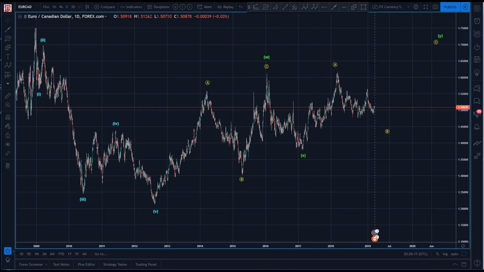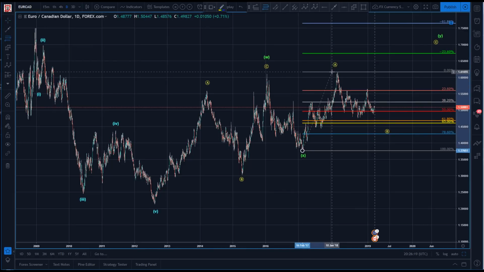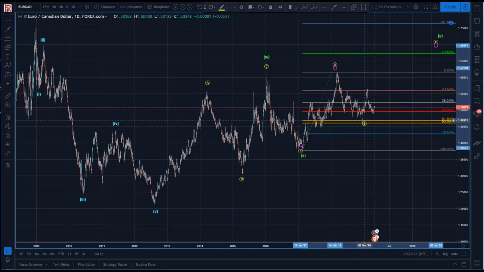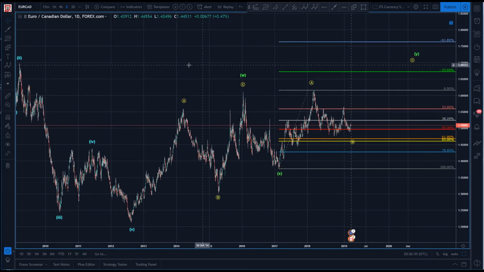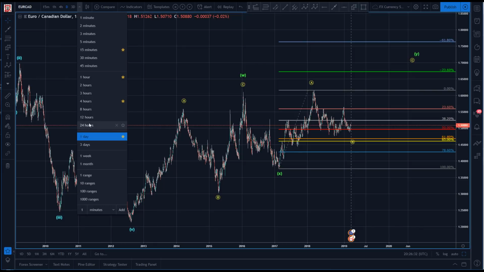So working from this pivot up here, all right, so 50 wicking through. Is this the B, or are they going to come down one more time? Hard to say. So again, as I will remind you, there's always an algo on the other side. Let's go to a 12-hour.